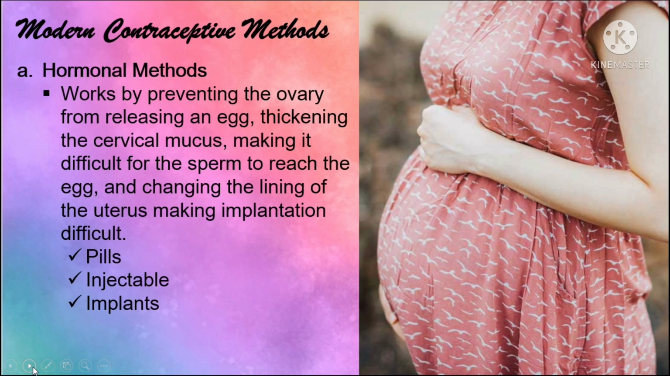Now, the question, gaano ka-effective itong implants para ma-prevent yung pregnancy? Actually, hormonal implants work more than 99% most of the time. Okay? How about yung injections naman? 94% ang kanilang effectivity na ma-prevent ang pregnancy. Yung pills naman, yung pag-take ng pills, 91% yung effectivity nito.